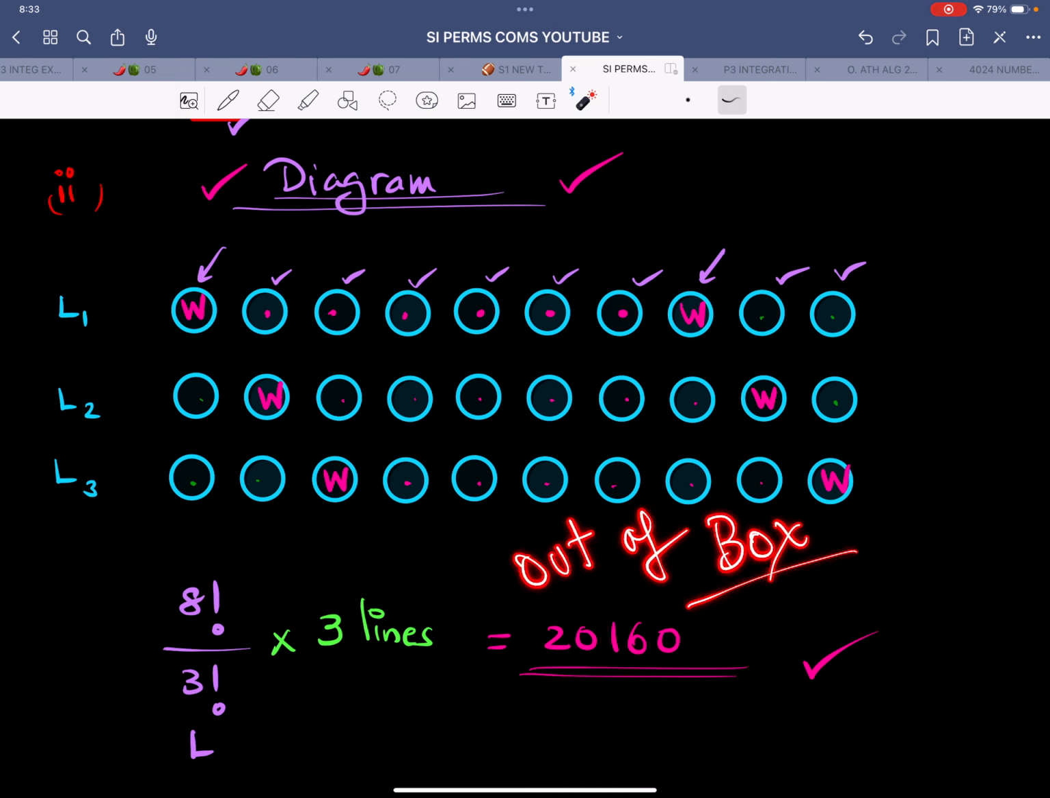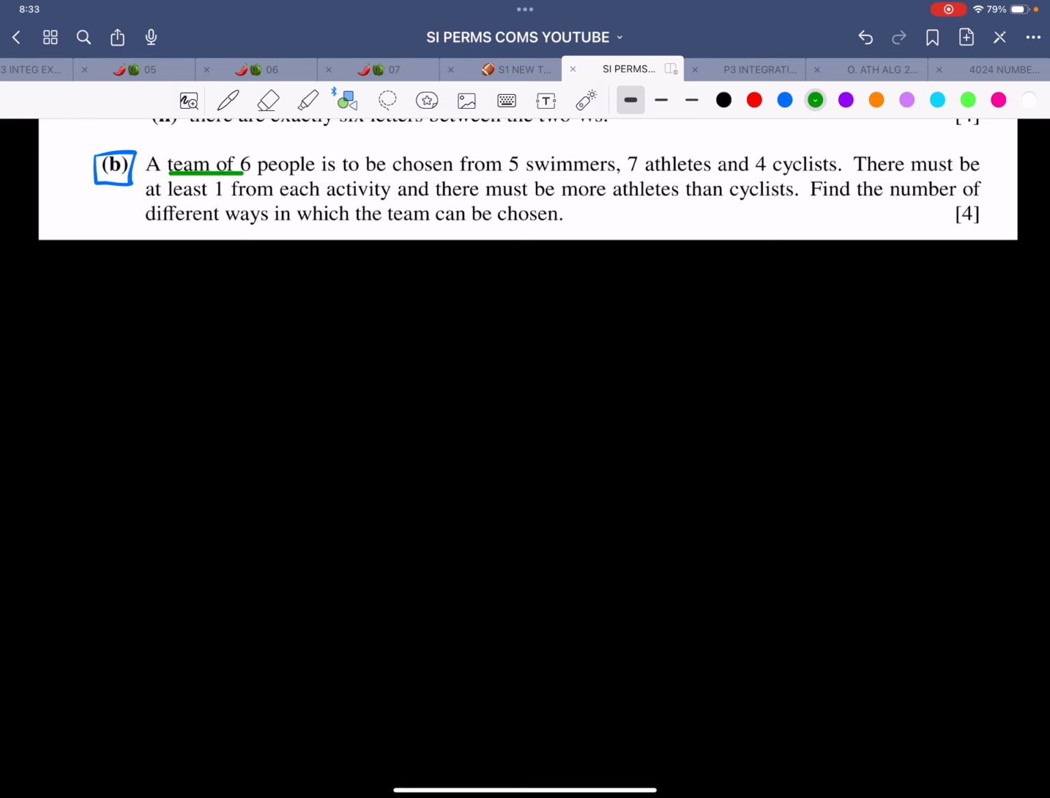Now it says, let me do some underlining. So let me choose a green color. A team of 6 people is to be chosen from 5 swimmers, 7 athletes, and 4 cyclists. So whatever I have read so far, let me write it down. So there are swimmers, athletes, cyclists, and how many of them are there? That's 5 and 7 and 4.